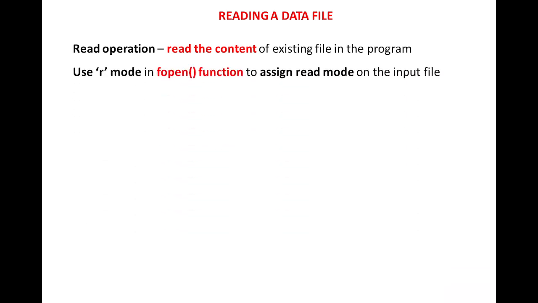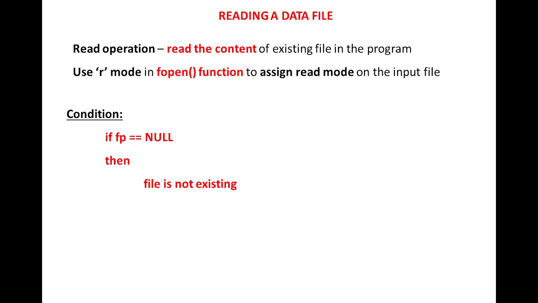To perform the read operation we have to use the r mode. The r character represents that the file is going to be in read mode, and that information will be given to the compiler. We have to check whether the file exists or not, because the input file is mandatory. Then only the reading operation can be done. If the file does not exist in the path, then the operating system cannot read the given input file.